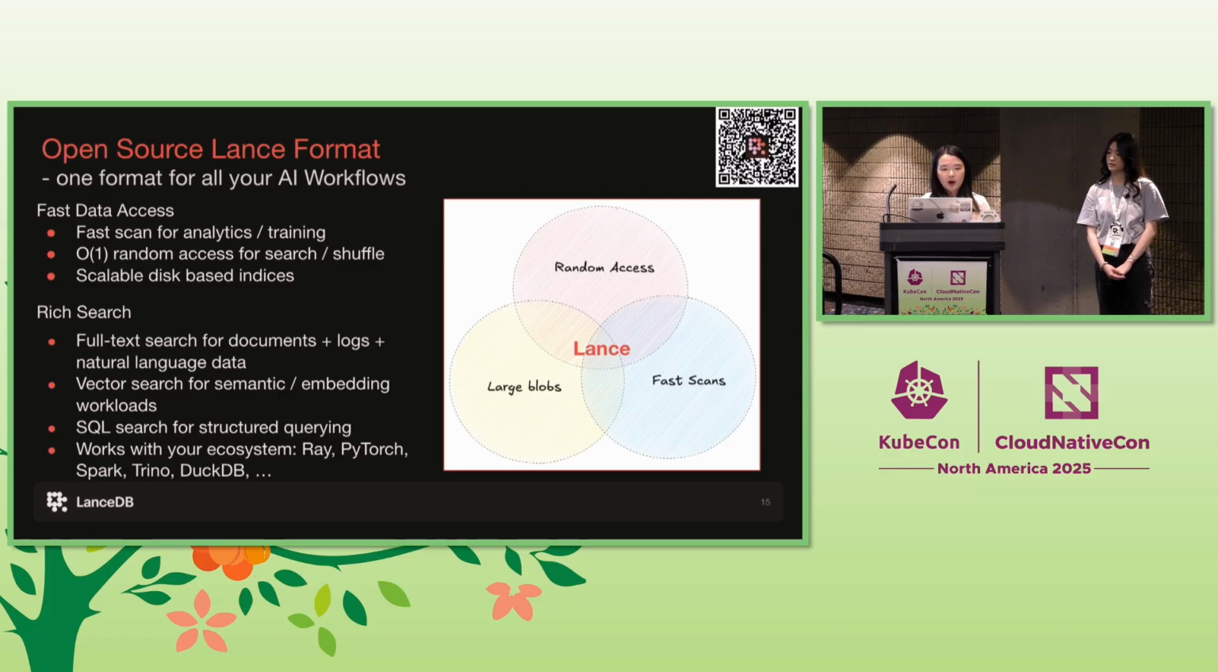Random access is very critical in the Lance format, and because of this nature, we power rich search. We allow you to do full text search when you want to search a long document, your logs, your natural language data. We also support vector search that allows you to do semantic or embedding workloads. We also support SQL search for structured query. And Lance dataset already integrates with the whole ecosystem, like Ray and PyTorch for data training, Spark and Trino for data preprocessing, and also data analytics.